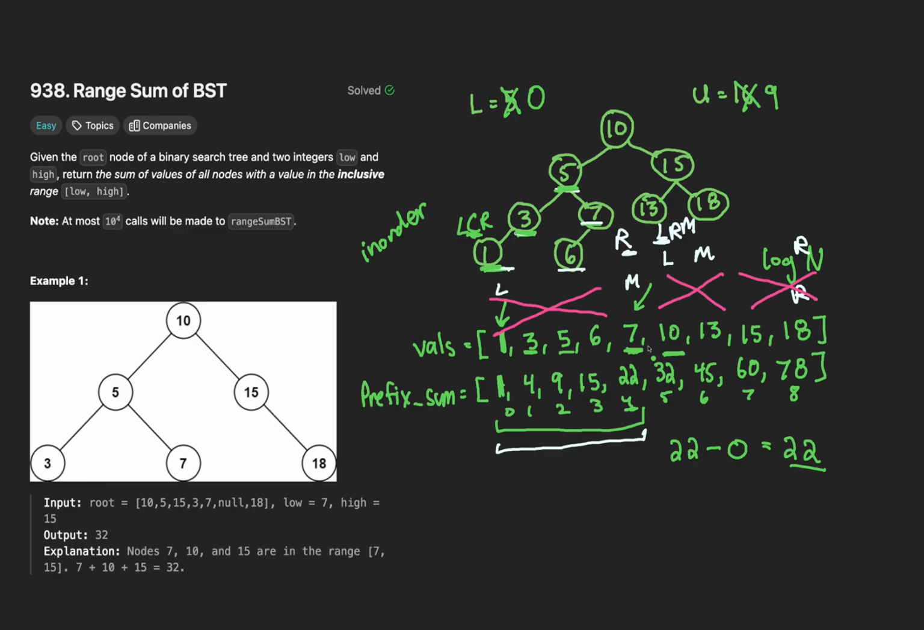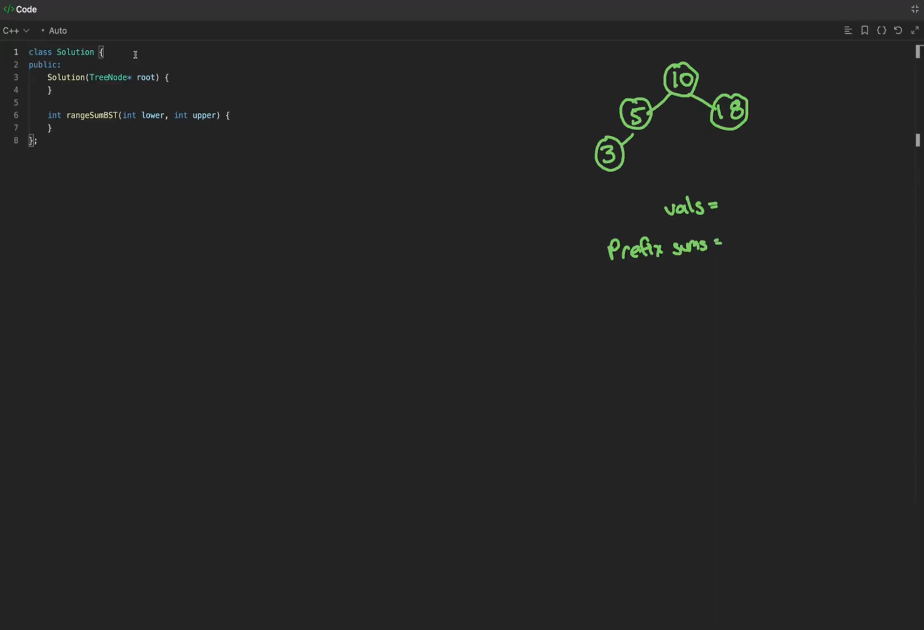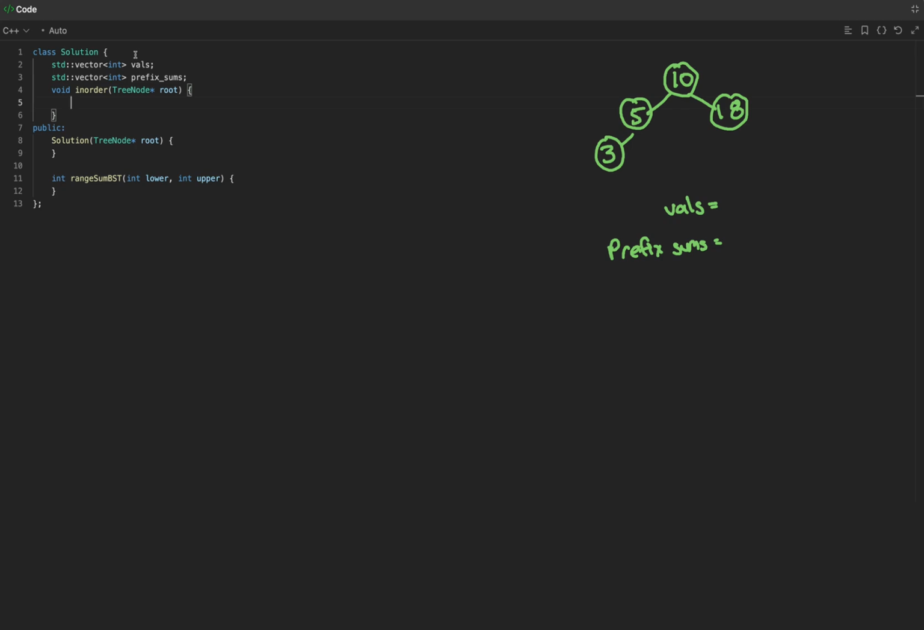Let's get into it. Okay, so the first order of business, let's initiate our 2 vectors, right? We call them vals for values, and another vector of ints for the prefix sums. Let's also write an in-order traversal that takes in the root node, and it will go through the process of encountering each node in ascending order.